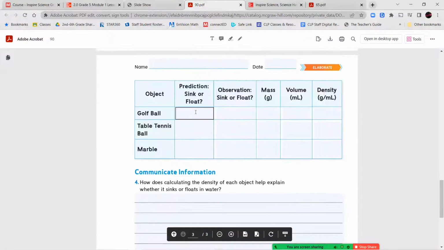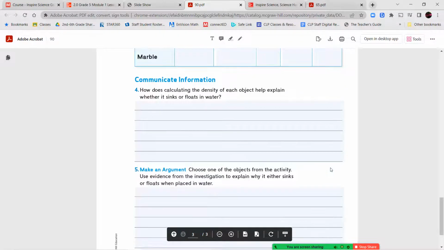So what we're going to do over here, we're going to predict whether each one is going to sink or float. We're going to test it out to see which one actually sinks or floats. We can take the mass from our previous experiment. We can take the volume also from our previous experiment, or we can retest them. And then we're going to divide the mass by the volume to determine the density. All right, then we're going to answer some of our questions.